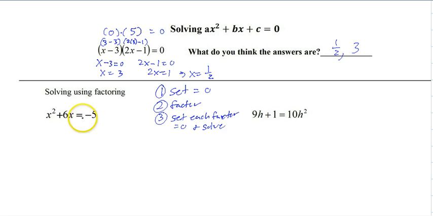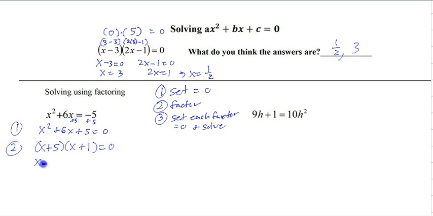So let's try one. This is our first problem. Number 1, we have to set it equal to 0. So this means adding a 5 to the other side. Done. Step 2 is to factor it. And this is our trinomial. So what two numbers when multiplied give you 5, when added give you 6? That's 5 and 1. And then step 3 is to set each factor equal to 0. Minus 5, minus 5. So x equals minus 5, minus 1, x equals minus 1.